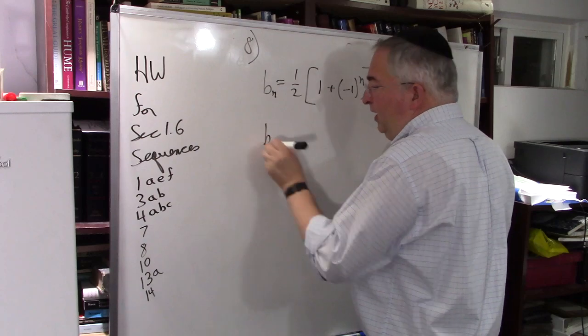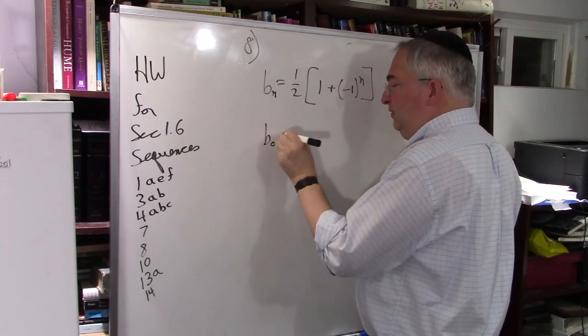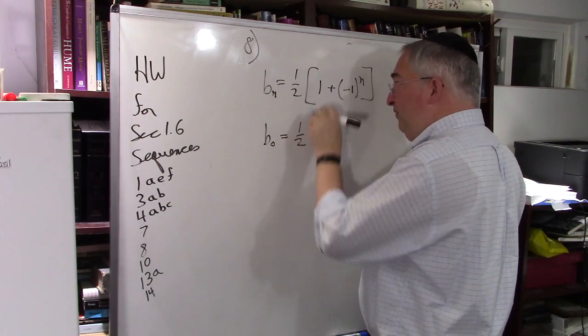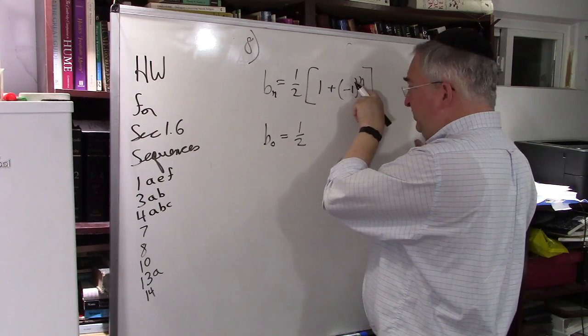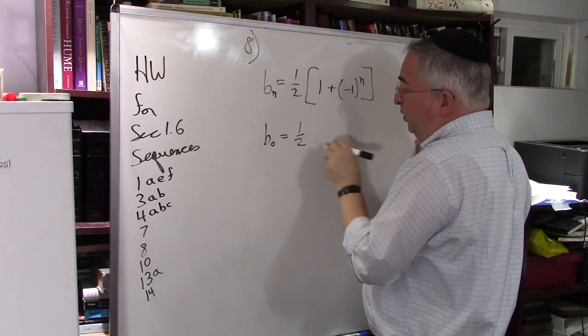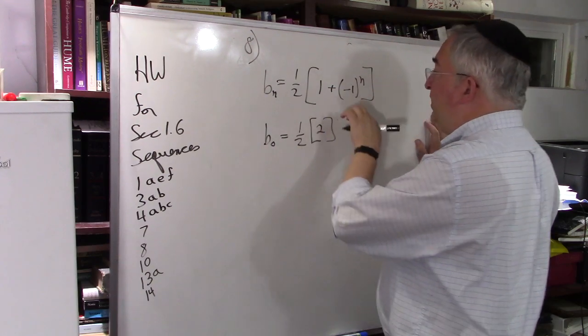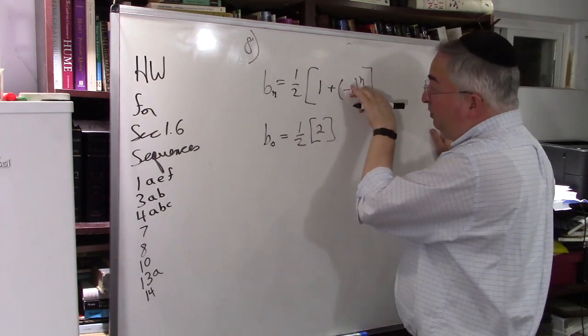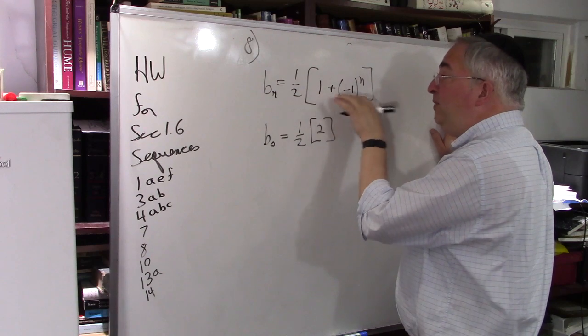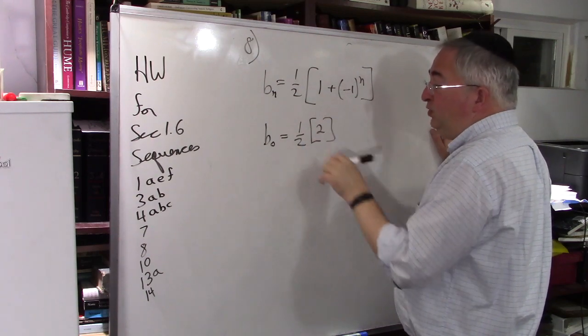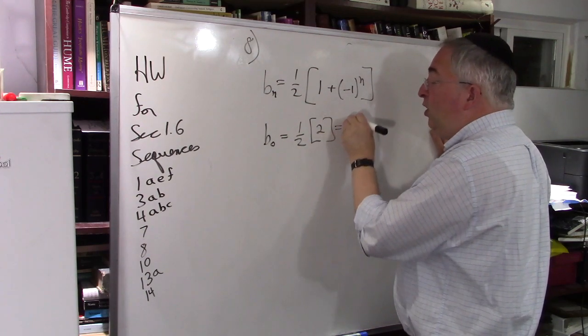Ready? Let's try 0. B of 0 is equal to a half times 1 plus minus 1 to the 0. Minus 1 to the 0 is positive 1. 1 plus 1 is 2, so you have 2. So a half times 2 is 1.